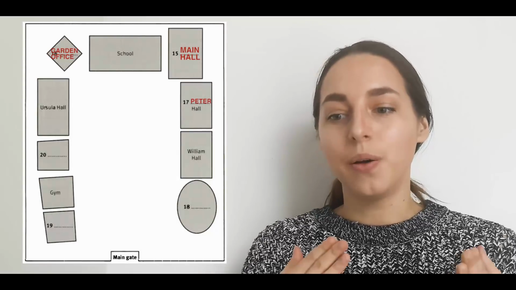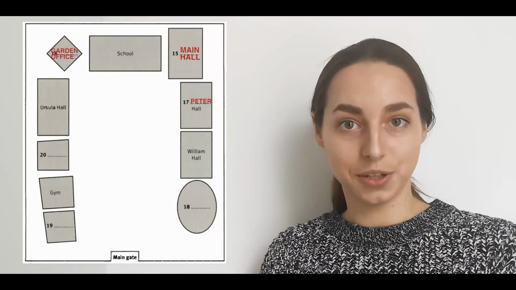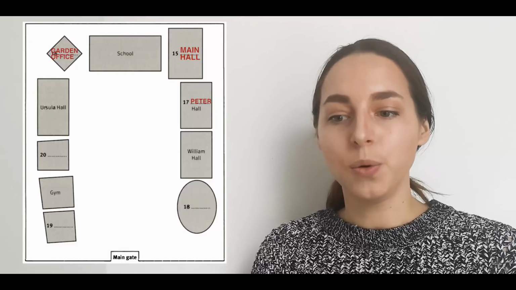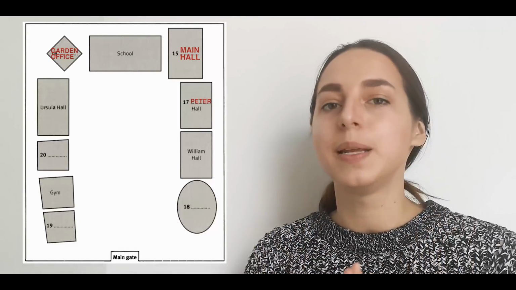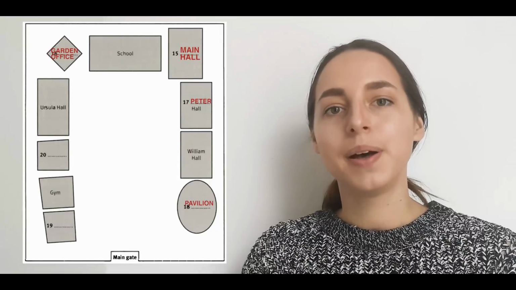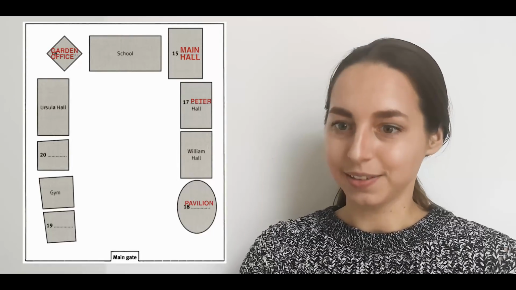She says the building on the right-hand side is the William Hall. So that one, which is shaped a bit like a dome, is the pavilion. So our number 18 is pavilion.